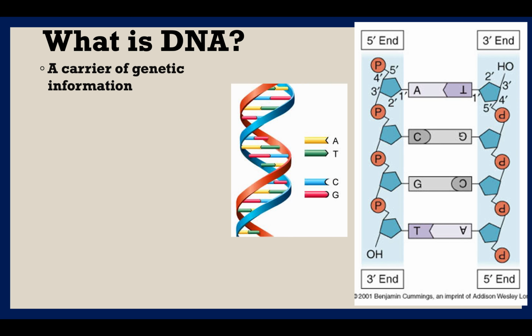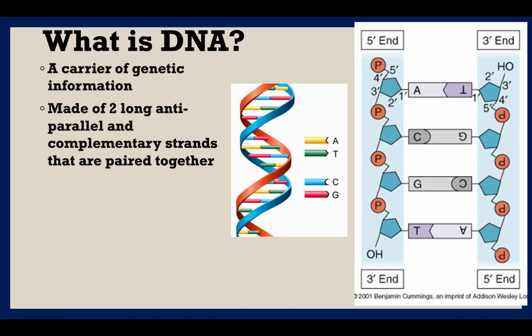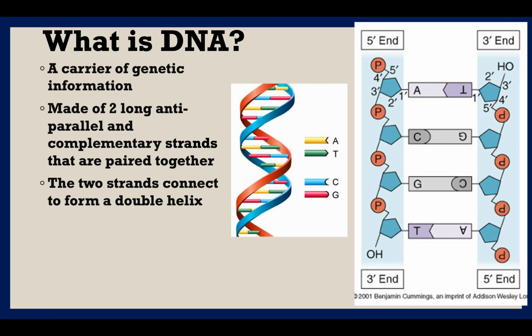What is DNA? DNA is a carrier of information. It is made of two antiparallel and complementary strands that are paired together, and the two strands connect to form a double helix. What does antiparallel mean?